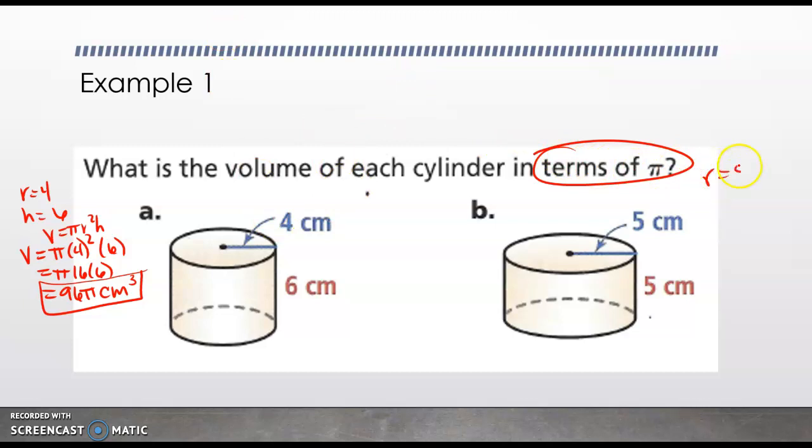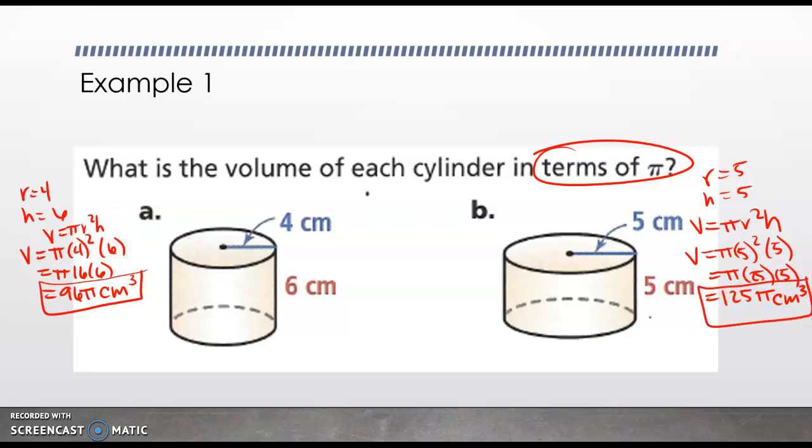Alright, so for this one, our radius is 5. Our height is 5. We are working with volume of a cylinder, so volume equals pi r squared times h. So we've got volume equals pi times 5 squared times 5. That equals pi times 25 times 5. And 25 times 5 is 125 pi. So 125 pi, and then we have centimeters as our unit, cubed.